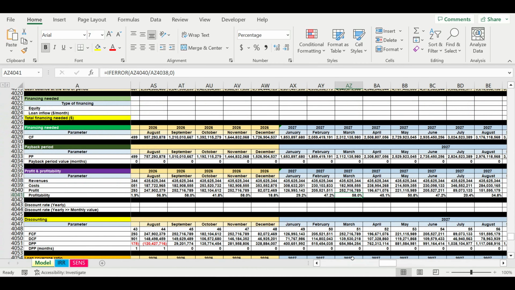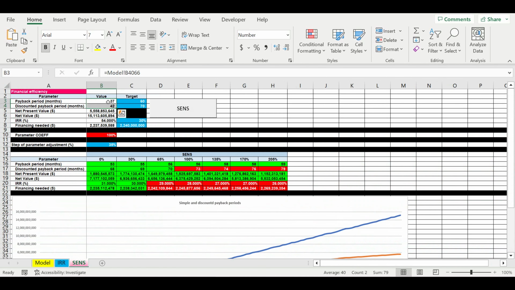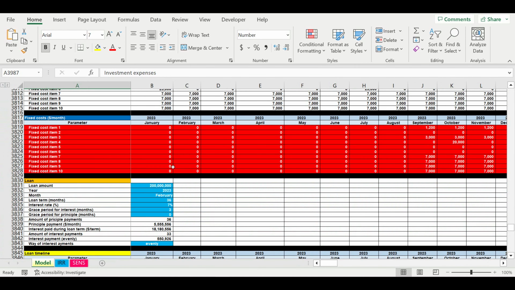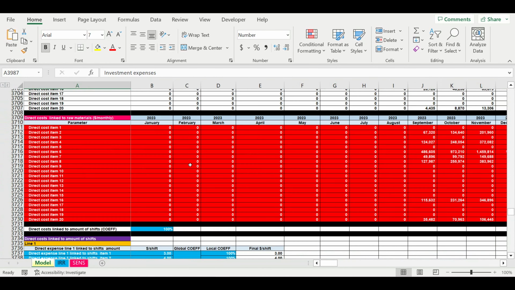Then when they see that for this scenario, this cash flow statement is okay to work with, and these financials look okay, they usually want to test what will happen if some parameter will rise or decrease. So let me just show you how people do sensitivity analysis.